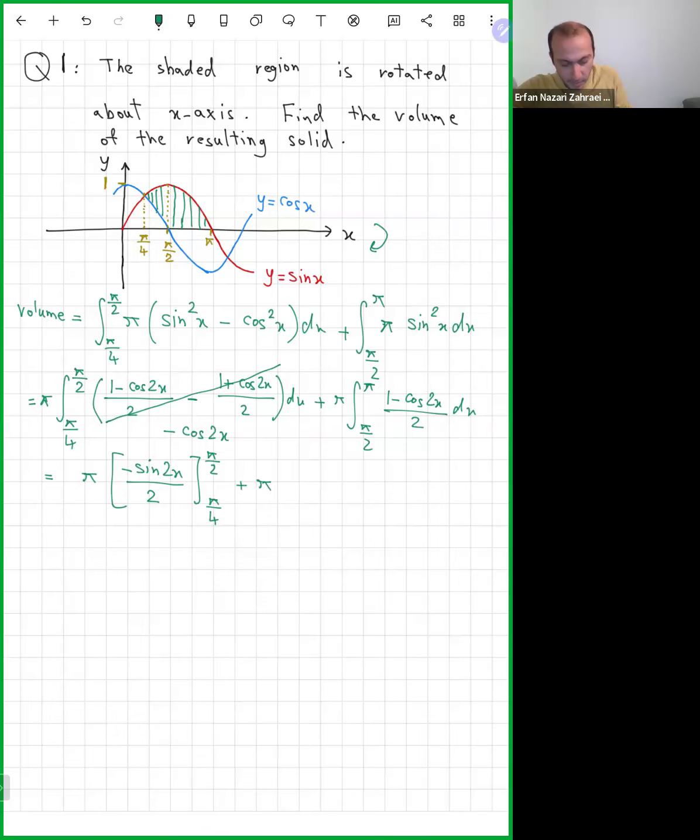For the second integral, the antiderivative of 1 over 2 is just x over 2. If you like, first let me take this 2 outside beside pi, so to have pi over 2. And then the antiderivative of this: the antiderivative of 1 is just x. The antiderivative of cos 2x is just what we computed here, it's sine 2x divided by 2. Now I need to evaluate at pi over 2 and pi.